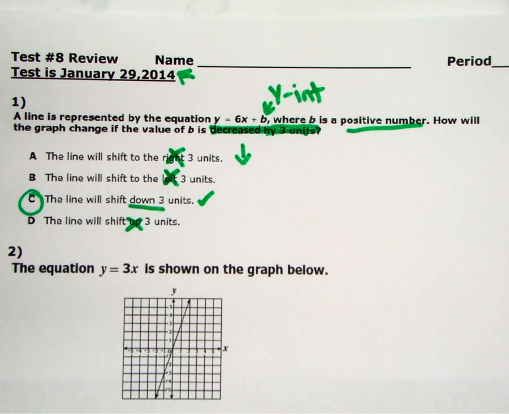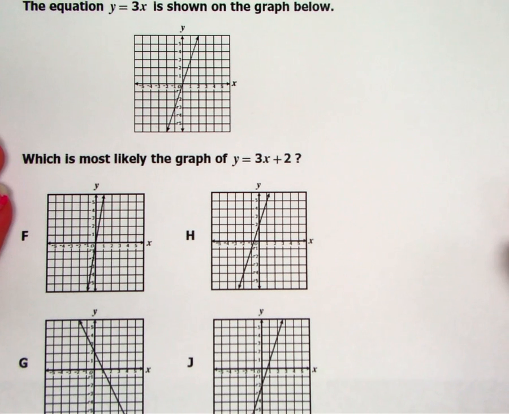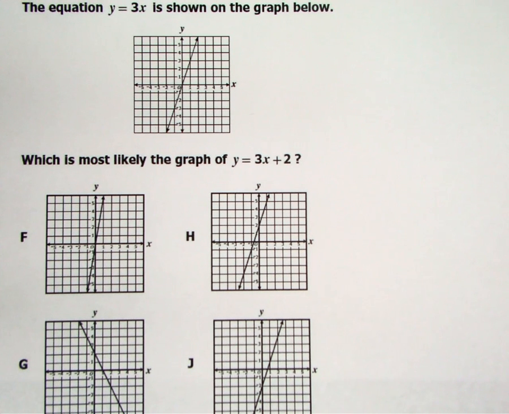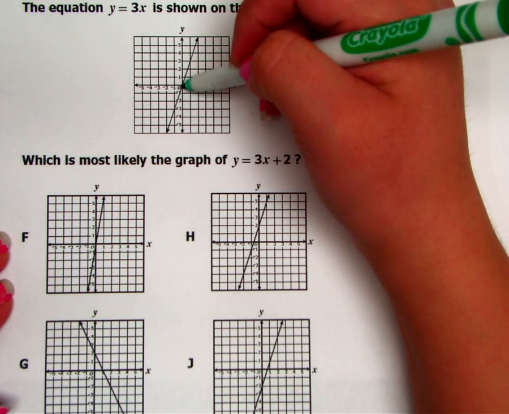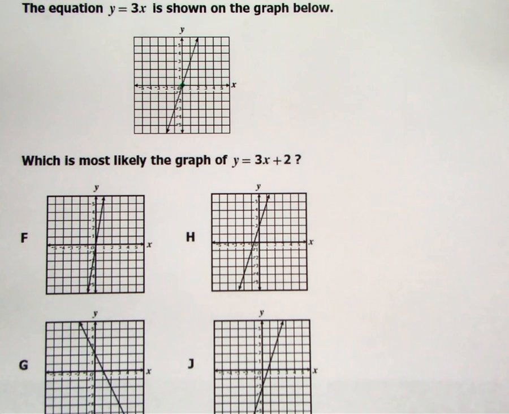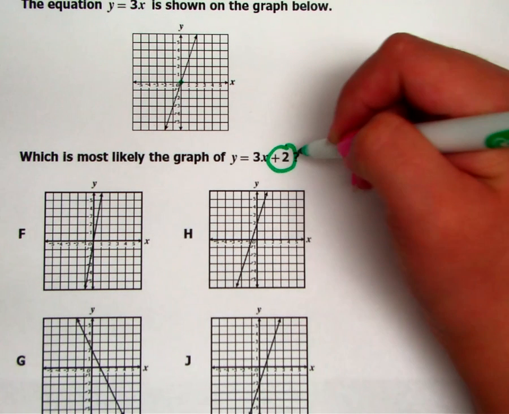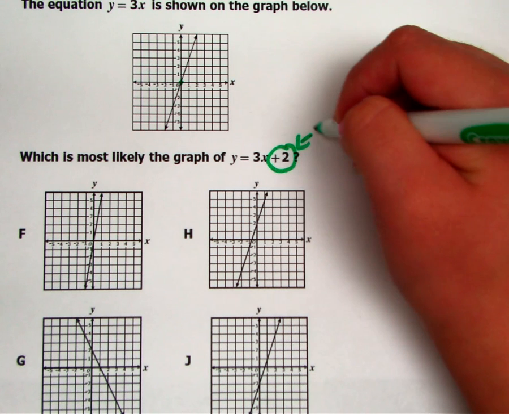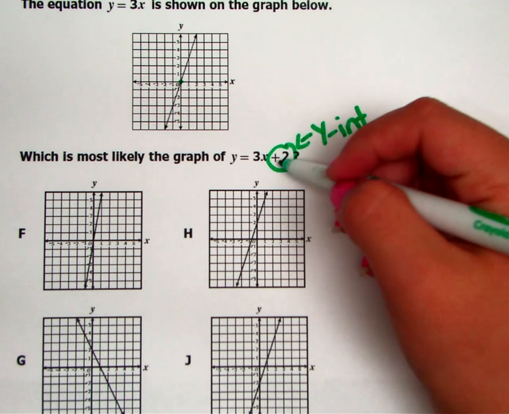Let's look at number 2. So number 2 says the equation y equals 3x is shown on the graph below. Right here. Notice how the y-intercept is 0 and it goes through the origin. Which is most likely the graph of y equals 3x plus 2? So our slopes are the same. The only difference is that plus 2, which is our y-intercept.